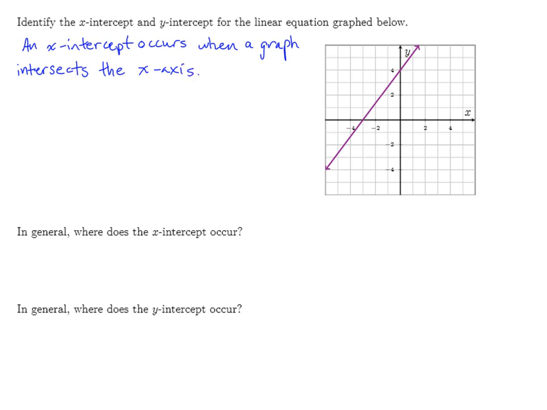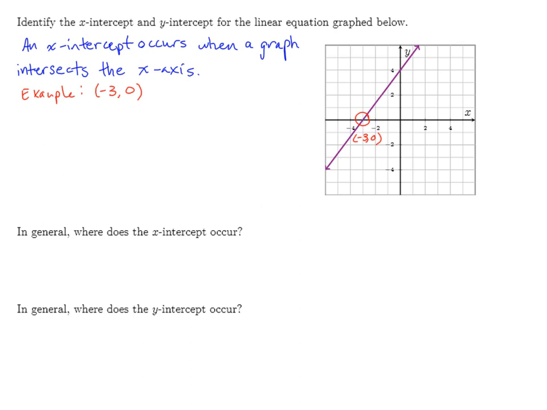So looking over at our graph, if we look at our x-axis, which I can see here, looking then, we see that the graph of this linear equation is intersecting that x-axis at the point (-3, 0). So in our example, that x-intercept we'll write as the point (-3, 0).